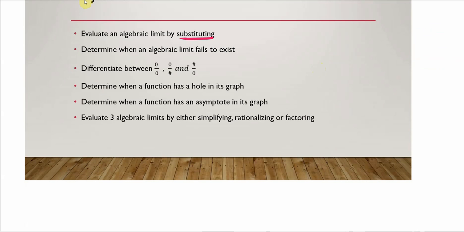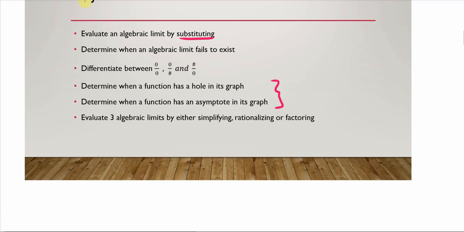All right. Determine when an algebraic limit fails to exist. Differentiate between 0 over 0, 0 over a number, and a number over 0. Now these numbers here, 0 is considered a number, right? But in this case, we're not going to consider 0 to be in that scenario. All right. Determine when a function has a hole in its graph. Determine when a function has an asymptote in its graph. And these are prerequisites from previous classes, but I'm still plugging it in just to refresh your memory. And finally, evaluate algebraic limits by either simplifying, rationalizing, or factoring.